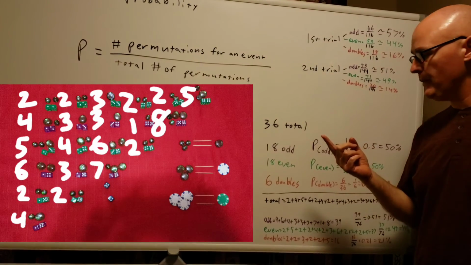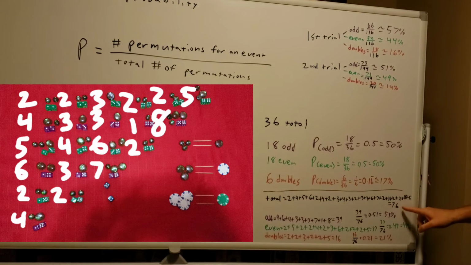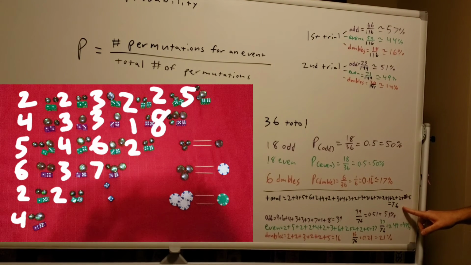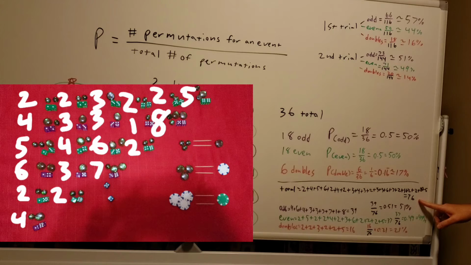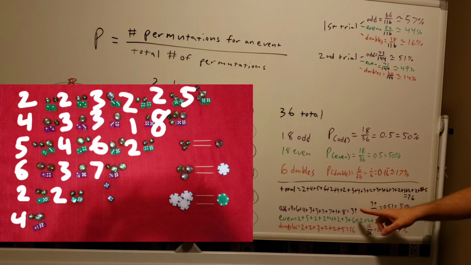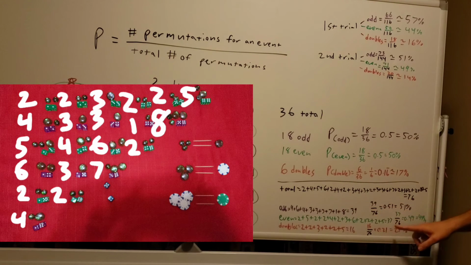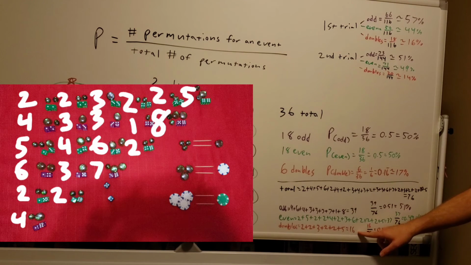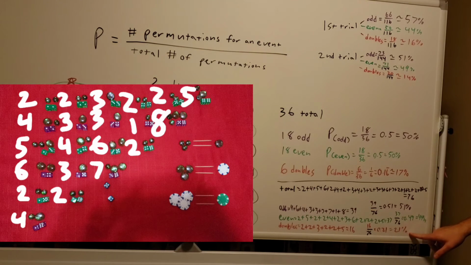For our third trial, it took us 76 rolls to get one of each combination. 39 of those were odd, giving us 51%. 37 of them were even, giving us 49%. And for doubles, I had 16 doubles, which gave me 21%.